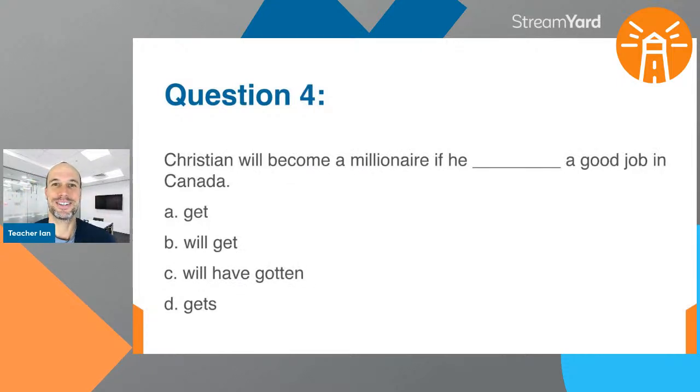All right. Oh, here's one about Christian. Christian will become a millionaire if he a good job in Canada. He will become a millionaire if he will have gotten, or gets.